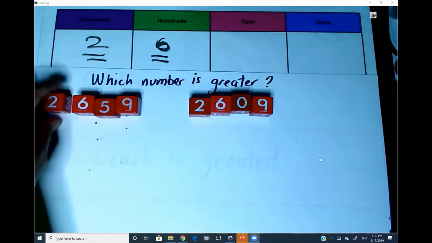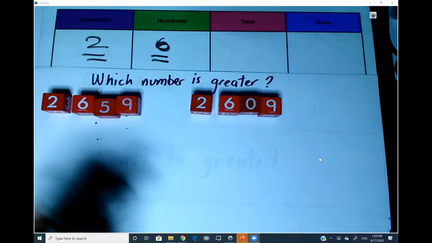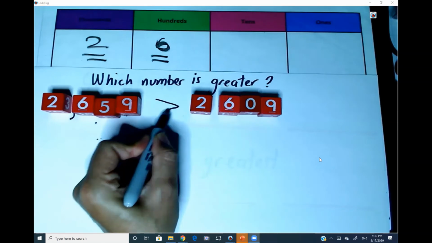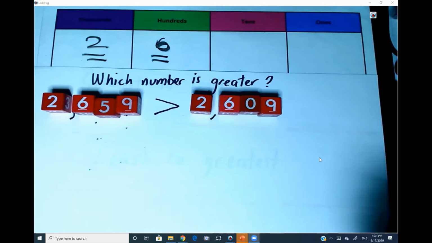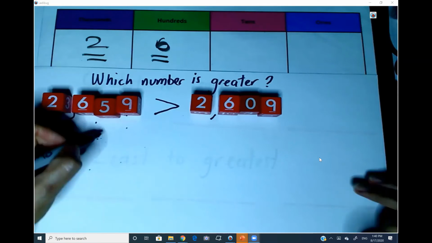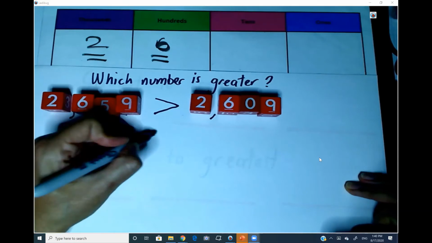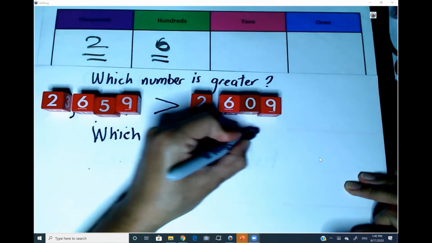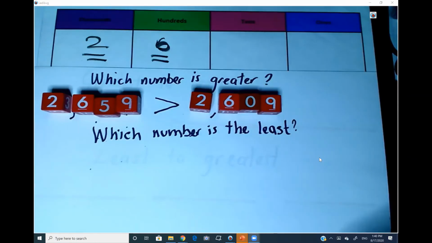Let me just split a little bit here the thousands so I can put my comma. So now I can tell the answer. 2,659 is greater than 2,609. Now I have my answer. But now I can have the other question. If somebody asks me which number is the least or is less, the only thing I have to do is switch them around.